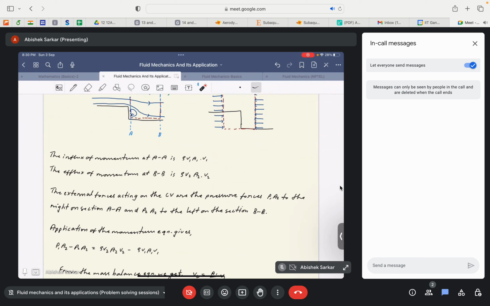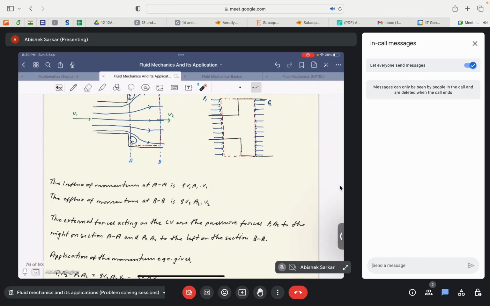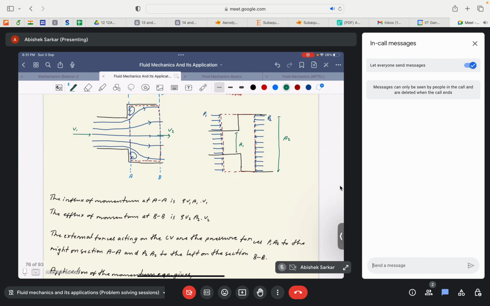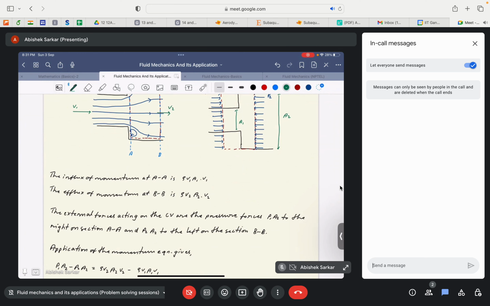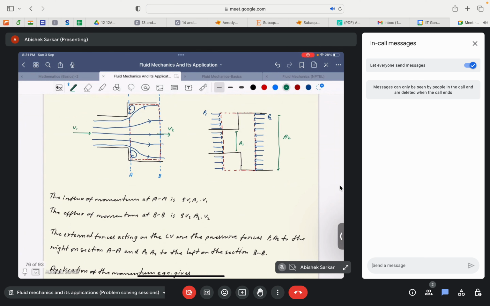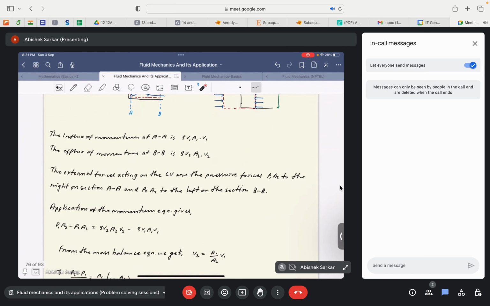So the external forces acting on the control volume are the pressure forces. Let me just write it. This is A1, this is A2. So the pressure forces at the inlet would be P1 A1 and P2 A2 at section BB. Substituting these terms in the momentum equation would give us P1 A1 minus P2 A2, this is the force along the x direction, equal to rho V2 square A2 minus rho V1 square A1.